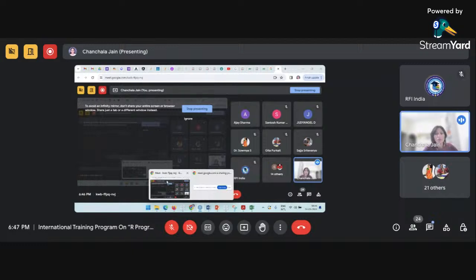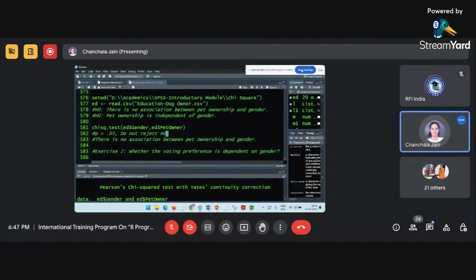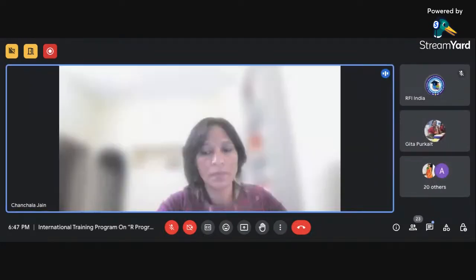Geeta ma'am, what about your case? Is your case similar to Soumya ma'am's? I am sharing with you. Okay, just a minute. I'm stopping sharing my screen. Okay, you can share, ma'am. I have stopped sharing.